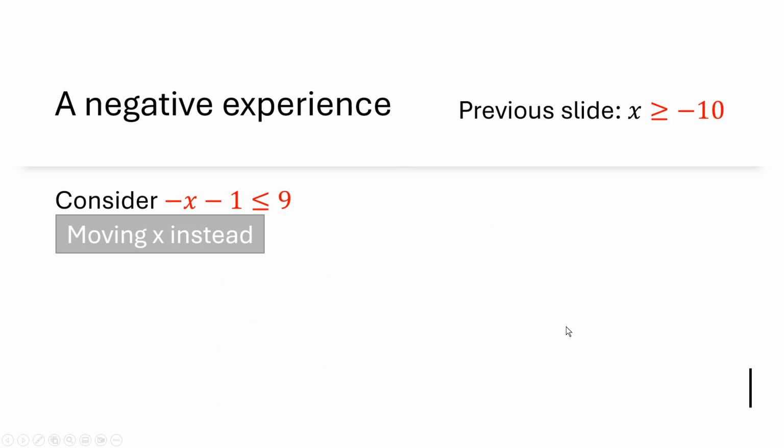We'll see why. So we're going to move the x instead. As you see, it's the same exact answer. In the previous slide, we got x is greater than or equal to negative 10. So let's go ahead and move the x instead. So we're going to add x to both sides.